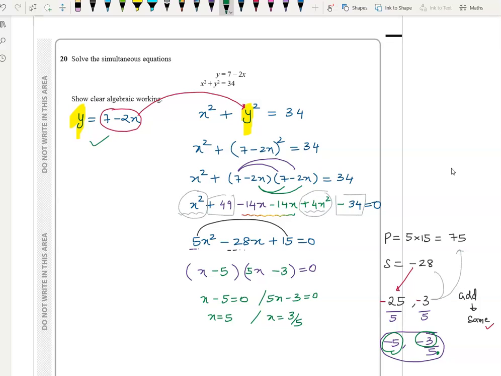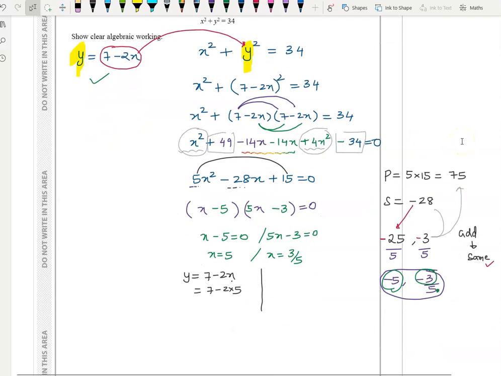So we can use this equation, y equal to 7 minus 2x. Substitute the value here: y equal to 7 minus 2x. In place of x we have 5, so it is 7 minus 2 times 5. So we get y equals negative 3. So when x is 5, value of y is negative 3.